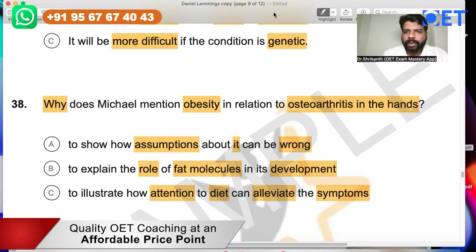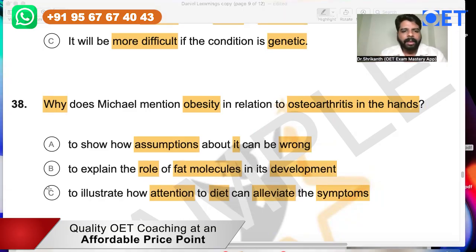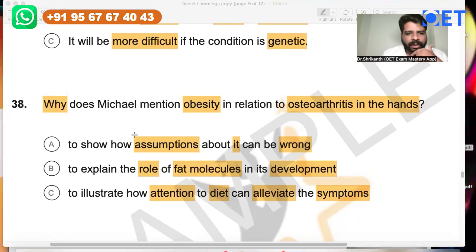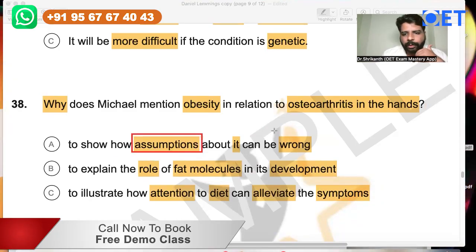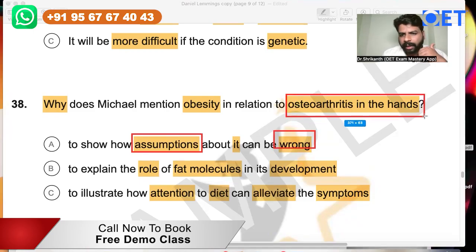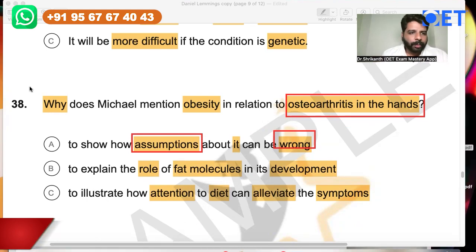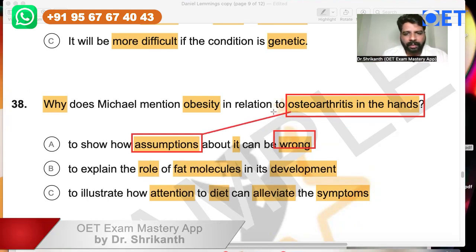Right. So now let's do the focal point identification. That is the key verb analysis, right? To show how assumptions about it can be wrong. So he is showing assumptions about it can be wrong. Okay, so assumptions about osteoarthritis in the hands, and he wants to disprove the assumptions. So I would say that the main keyword is basically this one. Okay, so let's just make the corrections over here.